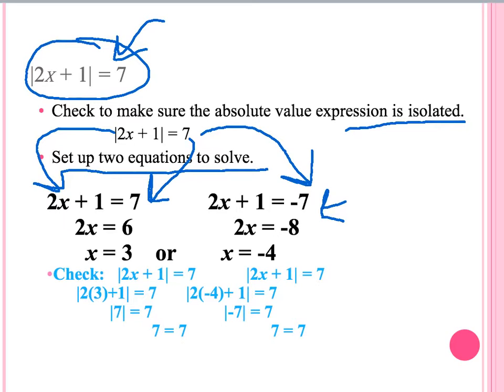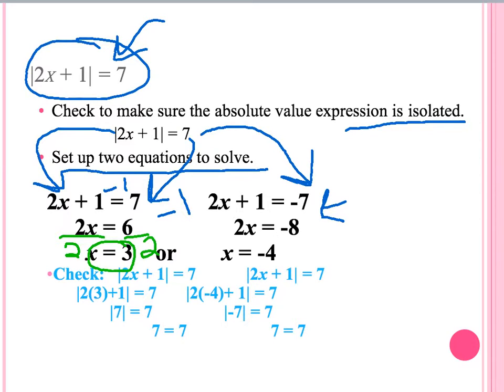Our first equation would be 2x plus 1 equals 7. We would subtract 1 from both sides. 2x would equal 6. Our next step would be to divide both sides by 2. We would then get x is equal to 3.